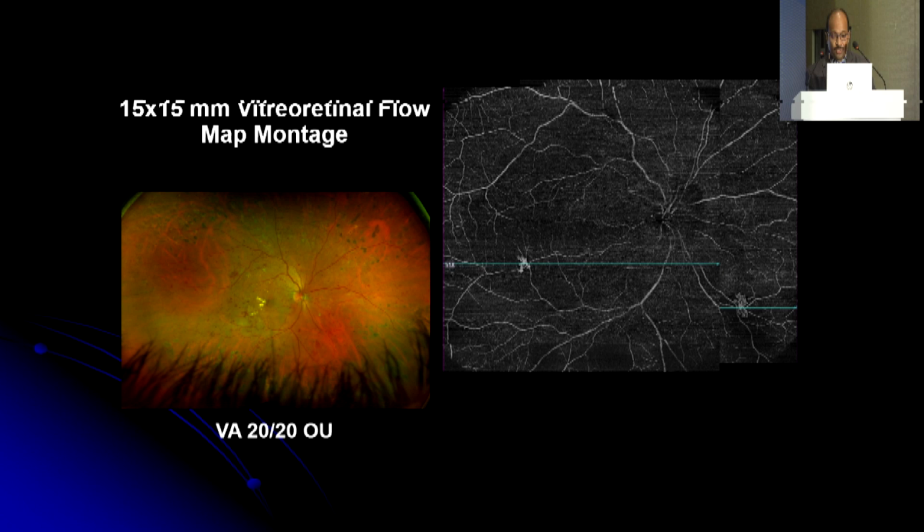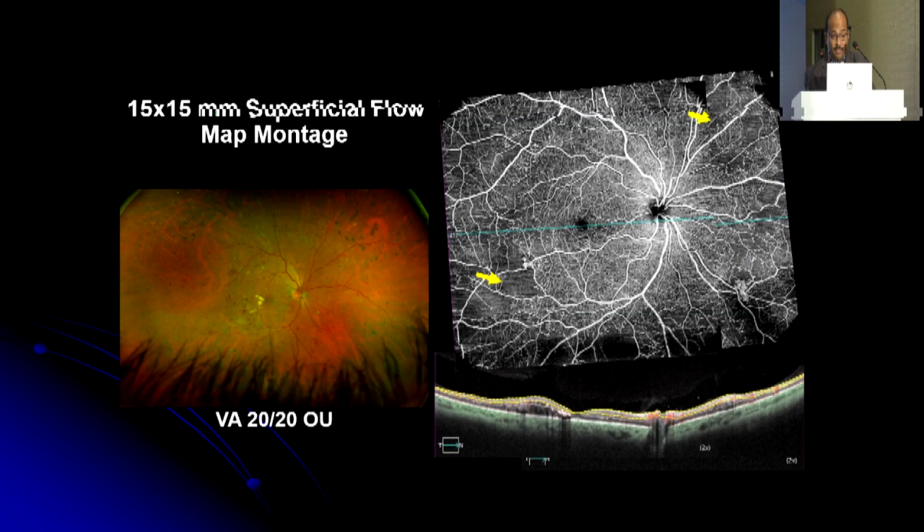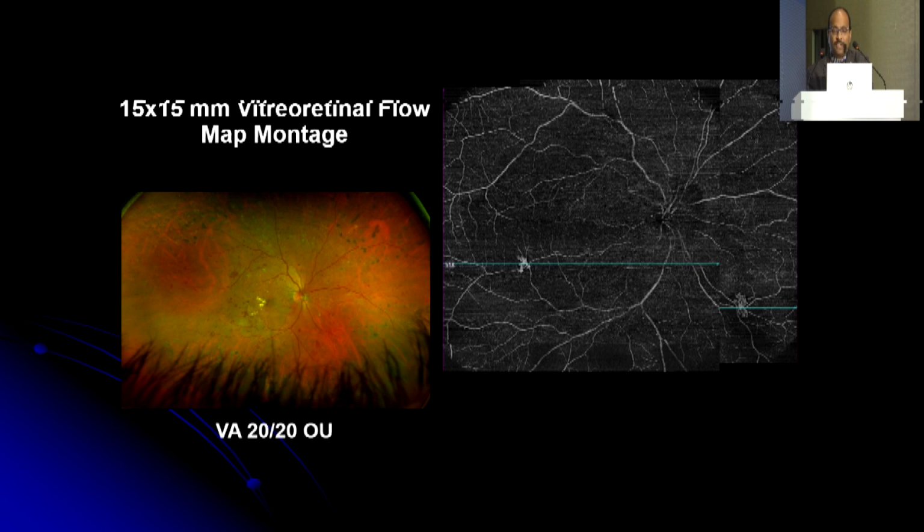And when you move to that VRI interface, so in this superficial flow montage, you see the line, the slab is right here. So this is superficial. You're getting all the superficial capillaries. You're seeing the non-perfusion area. That's fine. But when you bump that slab up to the VR interface, vitreoretinal interface, which is here, you see in isolation that elevated neovascular tuft. And this is beautiful in picking up early neovascularization.